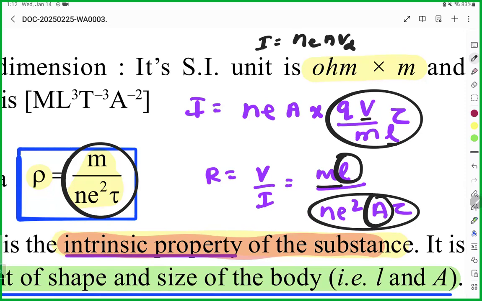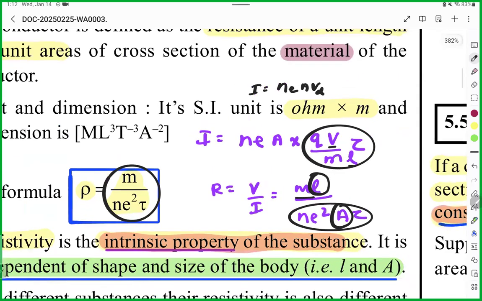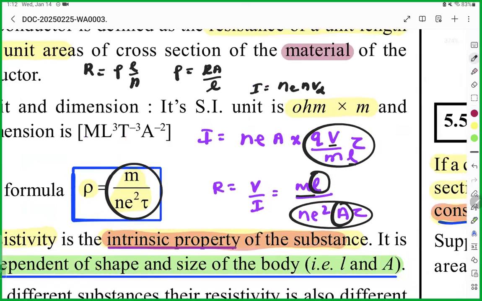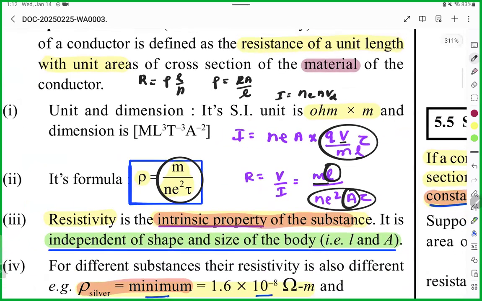If this is the situation, how to calculate rho? You know, R is equal to rho L by A. It means rho will be equal to R A by L. L will be cancelled, A will be cancelled. And the same thing is written here. Resistivity is the internal property of the substance. So it depends upon the nature of material. It does not depend on the size like length, area, and all the stuff.